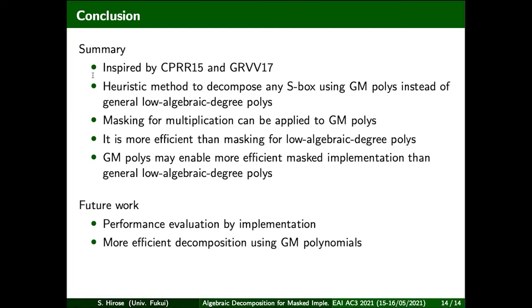Okay, now let me conclude the talk. We are inspired by the method by Khaled et al. and the method by Gudaji et al. And we have proposed a heuristic method to decompose any S-box using GM polynomials instead of general low algebraic degree polynomials. We see that masking for multiplication can be applied to GM polynomials, and it is more efficient than masking for low algebraic degree polynomials. So GM polynomials may enable more efficient masked implementation than general low algebraic degree polynomials. Future work includes performance evaluation by implementation and more efficient decomposition using GM polynomials.